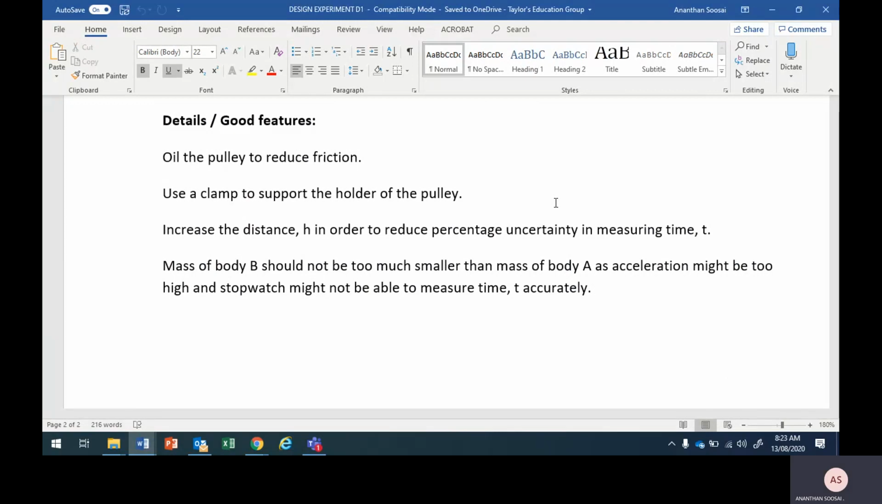Increase the distance H in order to reduce the percentage uncertainty in the measuring of T. It's a very good point, the third one. Whatever you have a choice to measure, try to have the biggest measurement possible. The greater the measurement, we learned that the percentage uncertainty for that measurement is smaller. So if you have a choice of, let's say, selecting a diameter for wire, go for a big diameter, to reduce percentage uncertainty.